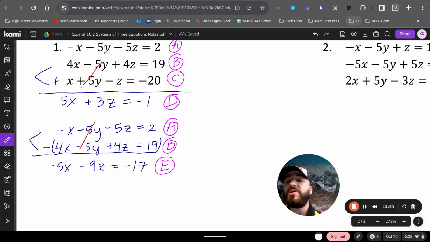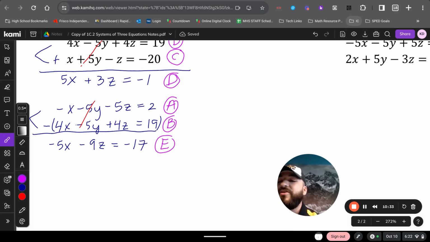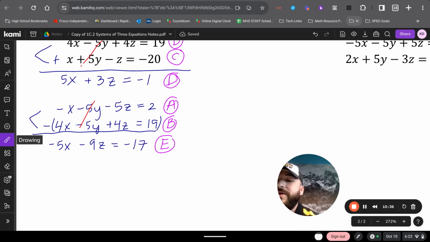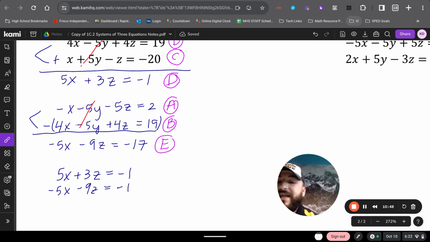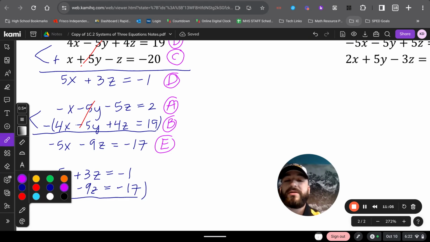So now I'm going to take those two equations and add them together, but I do want to check before I add them together that I don't need to multiply anything. So 5x plus 3z equals negative 1, and negative 5x minus 9z equals negative 17. And by complete luck, our 5x and our negative 5x are going to cancel out right away, so I don't have to worry about multiplying either of those. Sometimes that works out. Sometimes you might have to multiply by something. That's just how elimination works. And once again, just to make sure we're not losing track, this is equation D and equation E.